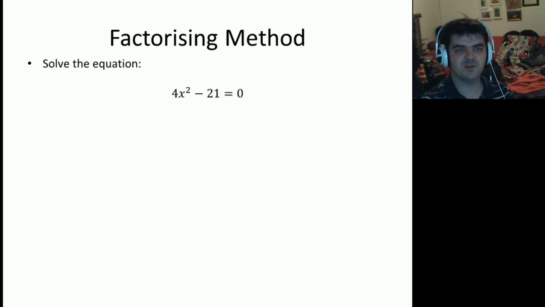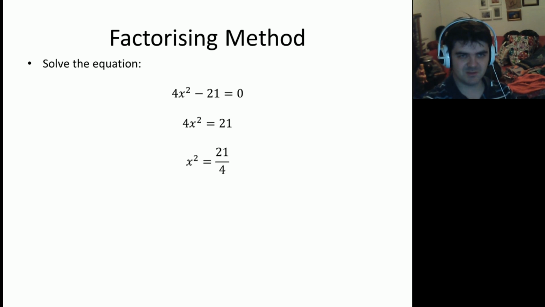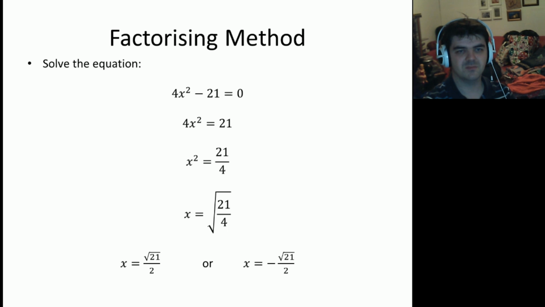Similarly, 4x squared minus 21 equals 0. 4x squared equals 21. x squared equals 21 over 4, right? Spot anything yet? Square root of 21 over 4. Now, again, for those that did NICAS last year, the square root of a number can be both positive and negative. And we know that the square root of 21 isn't a round square number, so we'll leave it like that. But the square root of 4 is 2. And we can do it like that.